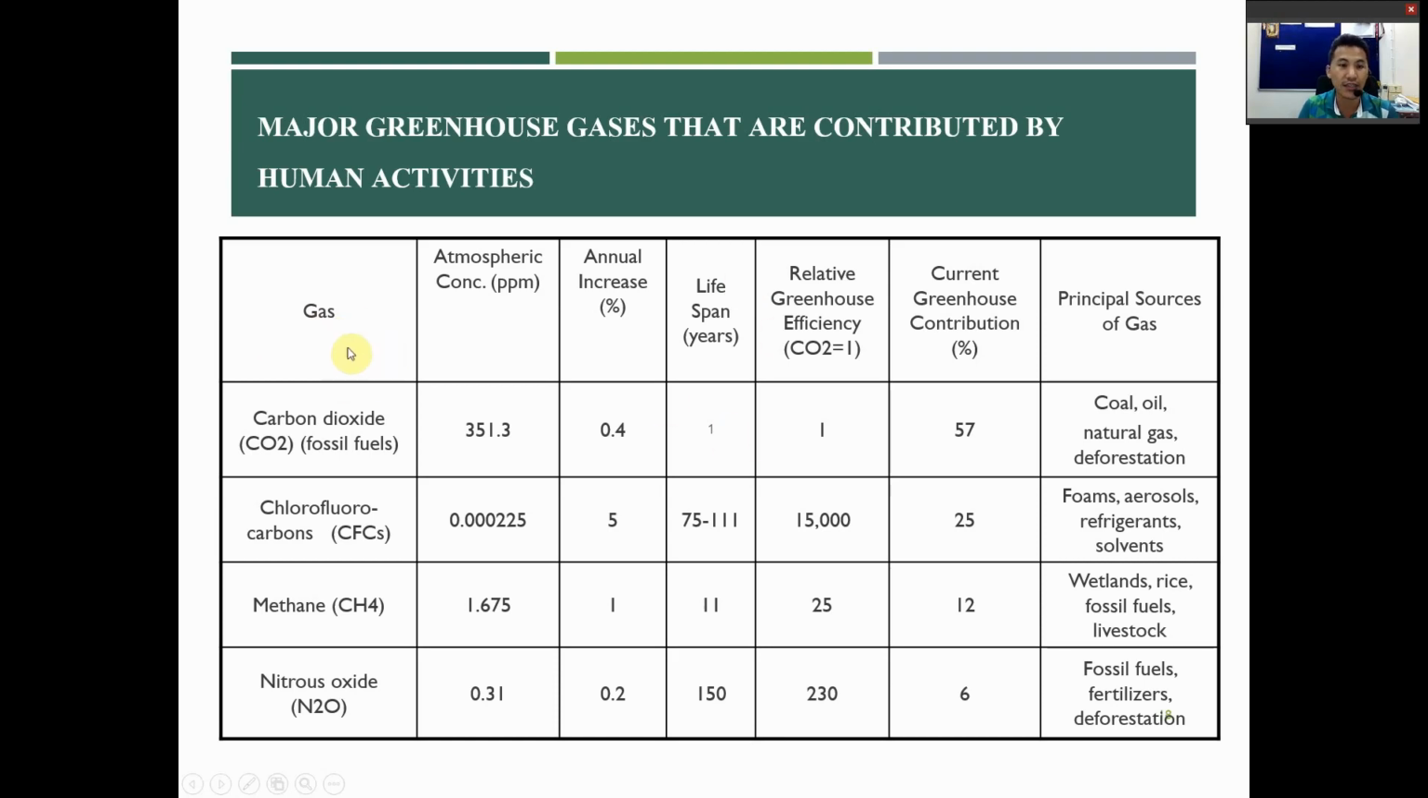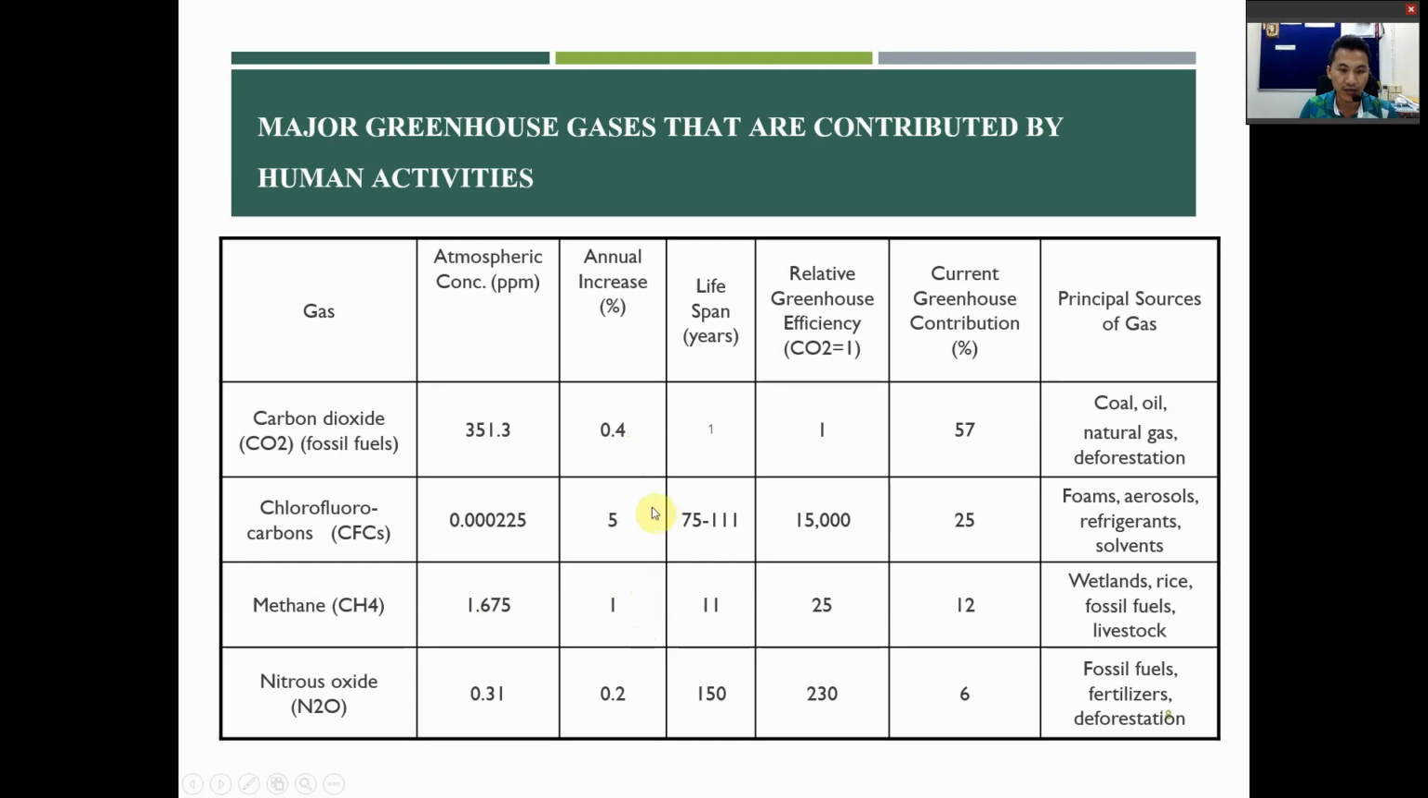So you can see the type of gas here. You have carbon dioxide, chlorofluorocarbons (CFCs), which you probably know a lot, methane, and nitrous oxides, of course. And this is the atmospheric concentration (ppm). You can see the proportion we have here.